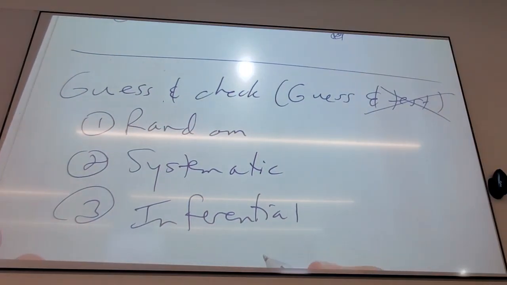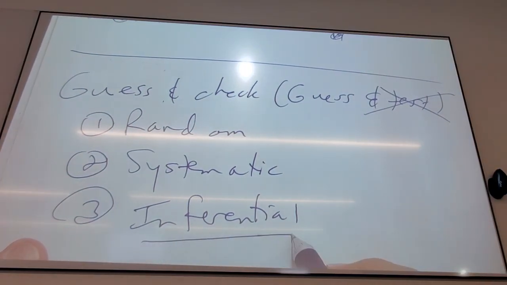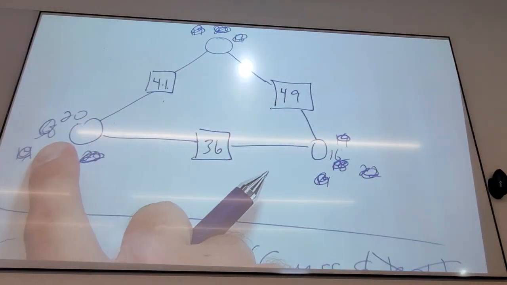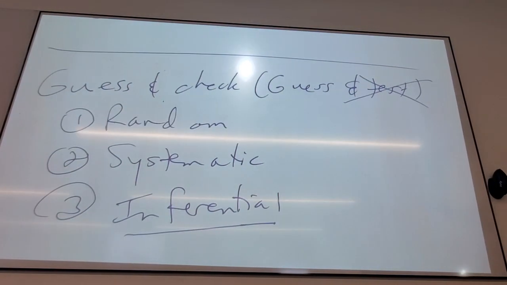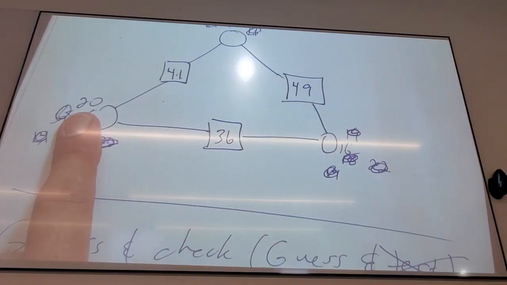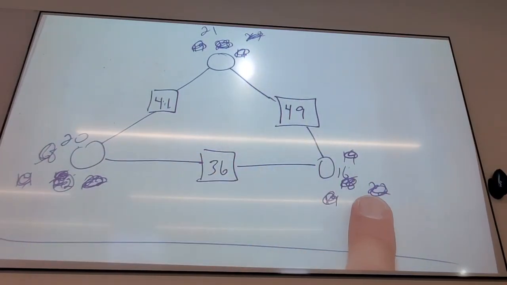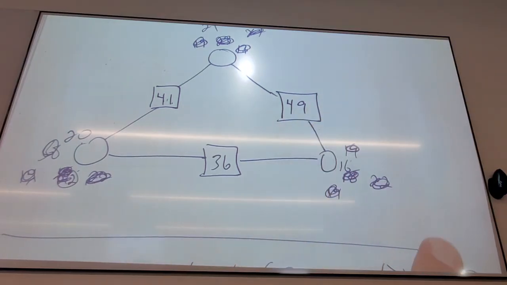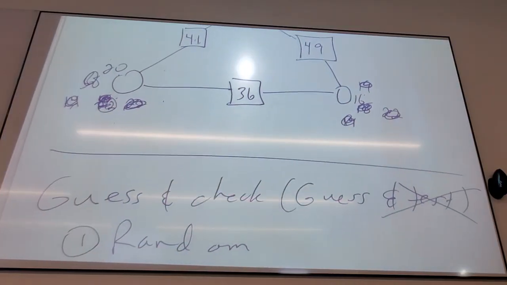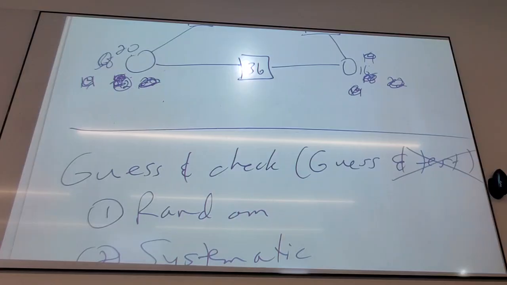The level we were actually using for this was inferential, because as you guessed, you refined your guess by inferring what has to happen. Like when I put a 20 there and a 16, I said, oh, this has got to be bigger, that's got to be smaller, so this could be bigger, because that's the biggest number. So I'm inferring something about what must be true. Okay.